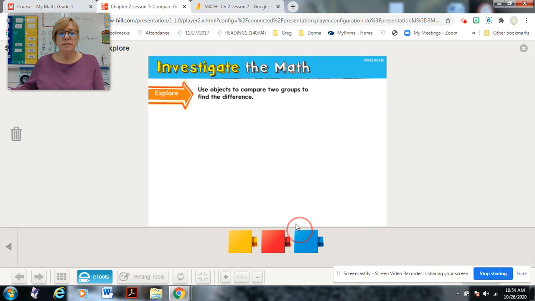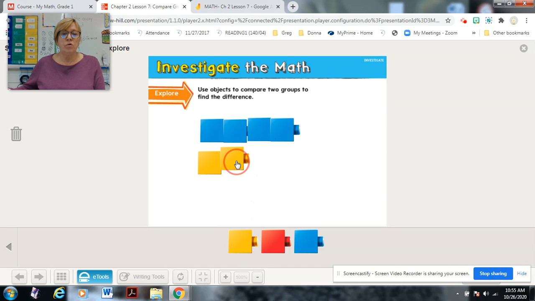4. I'm going to take 4 blue cubes. All right, I'm going to connect them. 1, 2. You could do this with your connecting cubes too. 3, 4. And then I'm going to take 7 yellow. So of your second set of connecting cubes, make 7 of them. 4, 5, 6, 7. All right. So now look at your cubes.